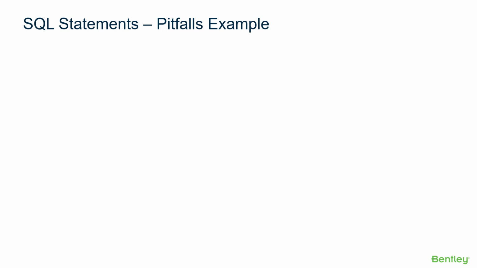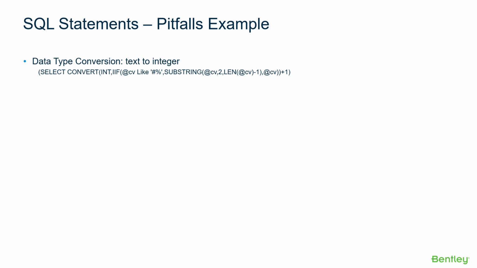Here are some examples of the pitfalls previously mentioned. First, we're showing how to convert text to integer and increment the number. Knowing how the data is stored in the attribute is very important, as simple procedures such as incrementing a number can be more involved than expected.